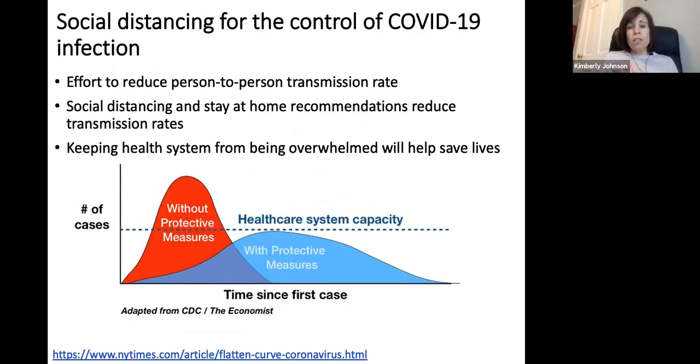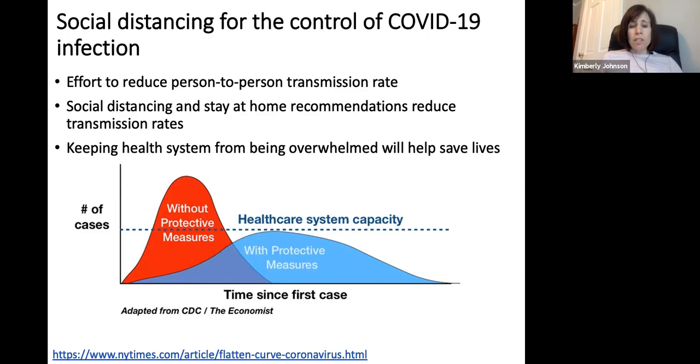So social distancing for the control of COVID-19 infection. This is a recommendation because we have lots of knowledge about how infectious disease spreads. And so it's led to this flatten the curve, almost a cliche now. That's what we're trying to do with our social distancing measures. And it's an effort to reduce person-to-person transmission rate.